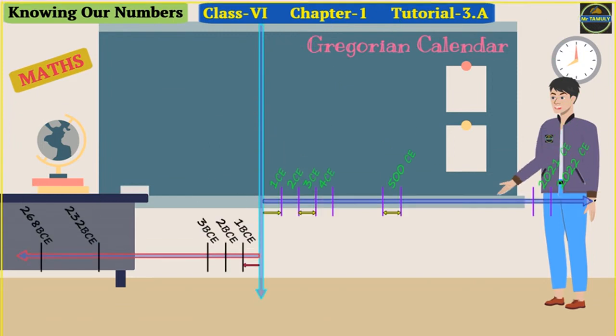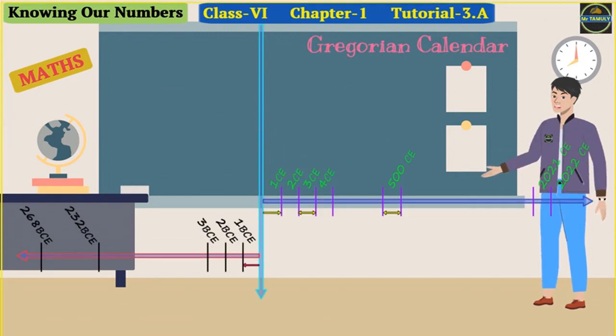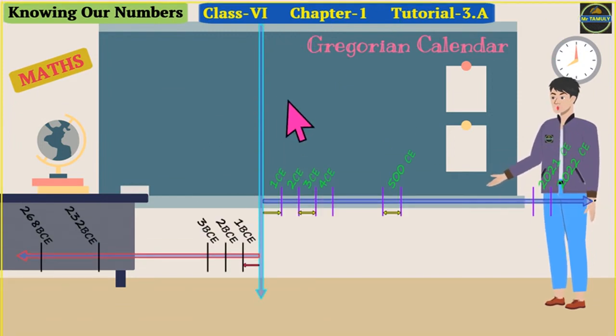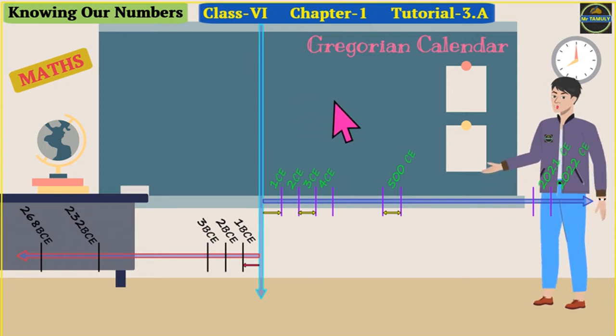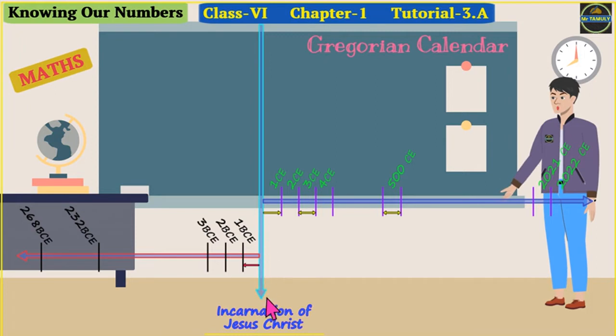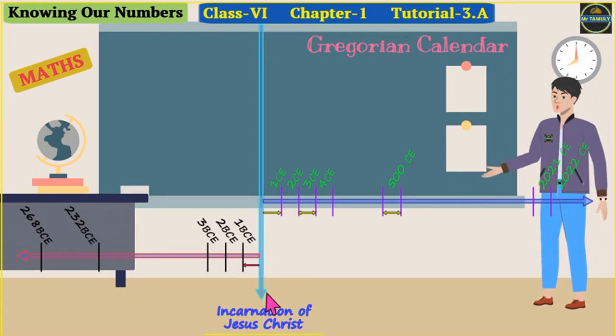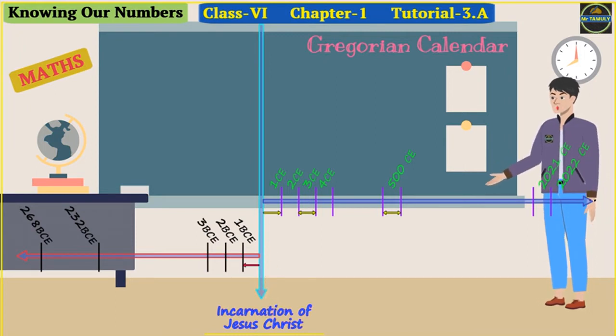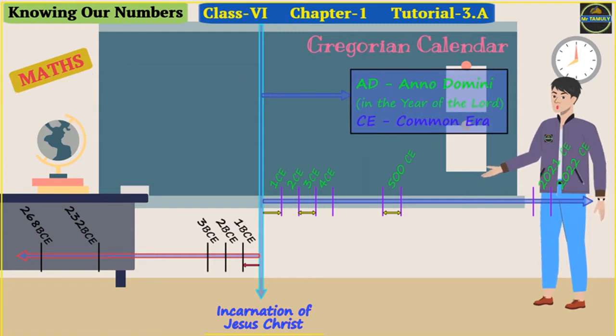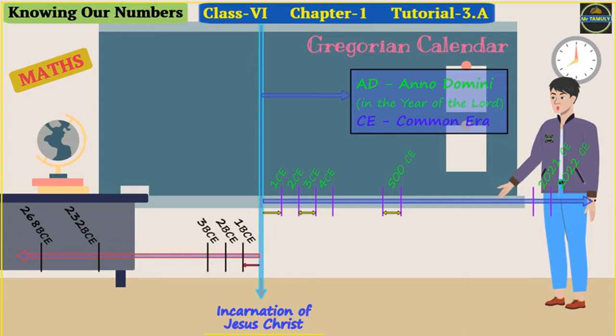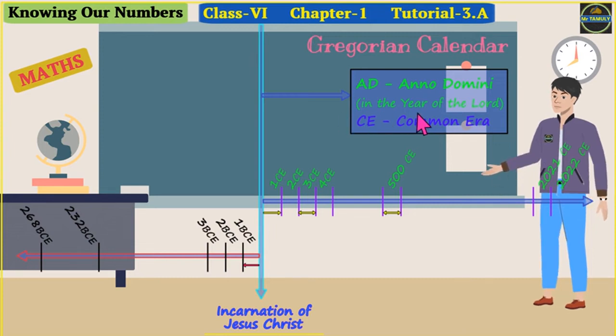As I explain the timeline chart, please observe the mouse pointer carefully on your screen so that you can follow me properly. As per the Gregorian calendar, we start counting the years from the day of incarnation of Jesus Christ. Incarnation of Jesus, in fact, divides the timeline into two different eras. The years post the birth of Jesus are referred to as AD. The full form of AD is Anno Domini, meaning in the year of the Lord.